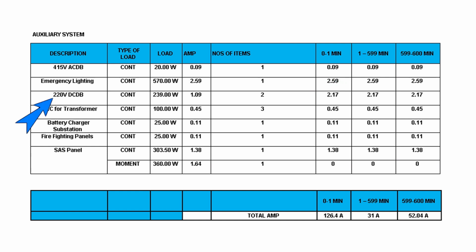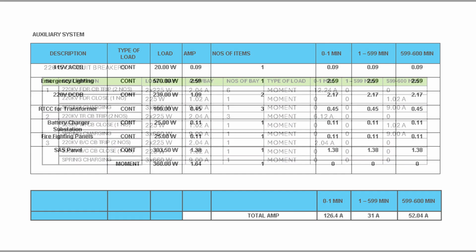For the 220 volt DCDB, the 220 volt DCDB will also take wattage, and there will be a continuous loading, and the number of such DCDBs is 2. RTCC of the transformer will also take continuous DC load. The battery charger of the substation will also take continuous DC load. Firefighting panels will also take continuous DC load. The SAS panel will also take continuous DC load. This we have to calculate separately. And now we will add.